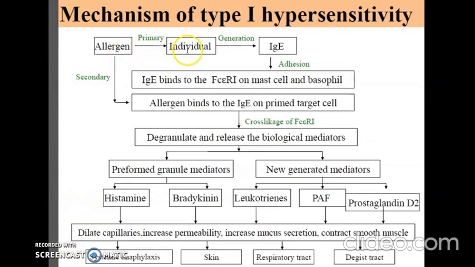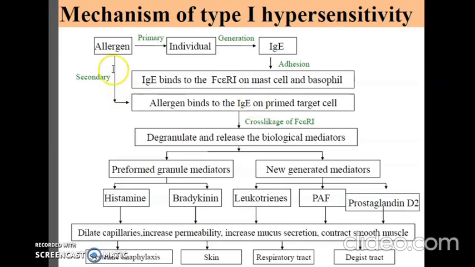When the allergen is exposed to the individual for the first time, or in the primary stage, there is generation of IgE, and these IgE molecules are bound to surface receptors on mast cells and basophils, and such receptors are called the FcεR1 receptors. The IgE molecules attach to these receptors by their Fc end.